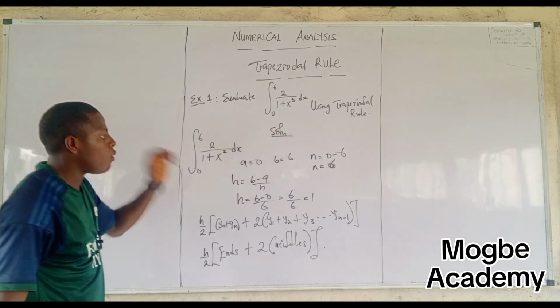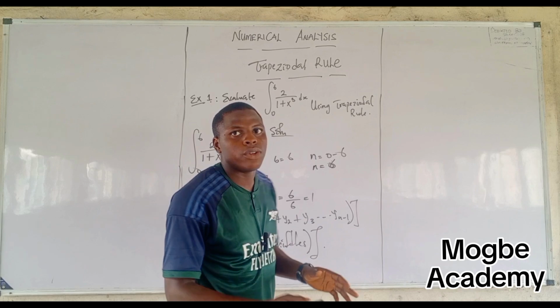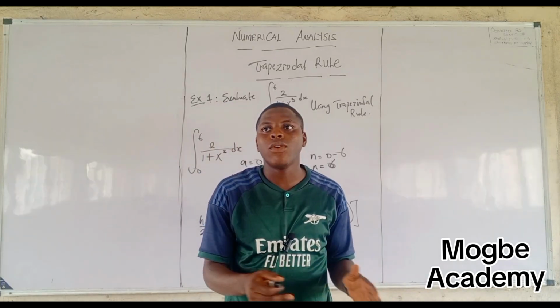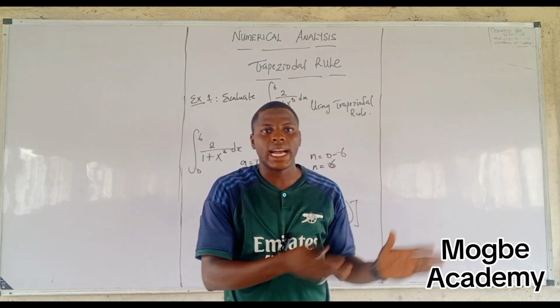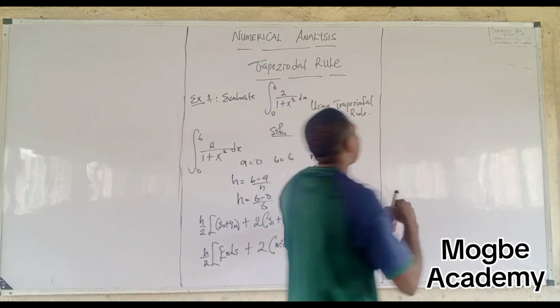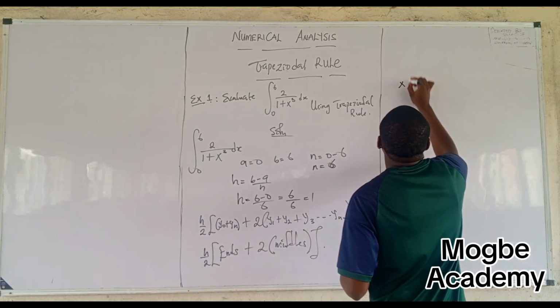Are we together? Now, what you will do is create a table for your interval and a table for your function. Are we together? Now, the table for your function will have the end and the middle. Are we together? So now, take down this table. You simply have a table of this nature.